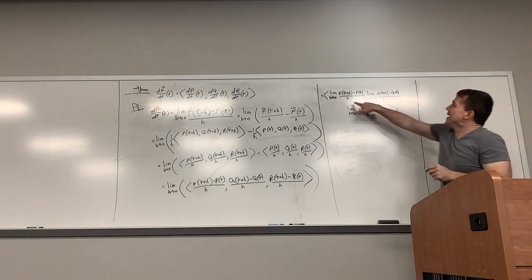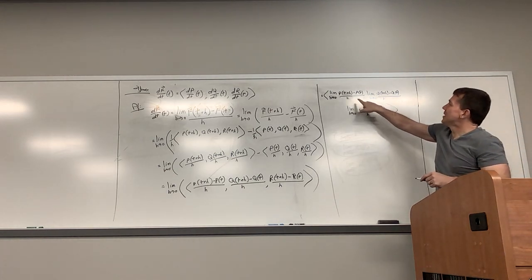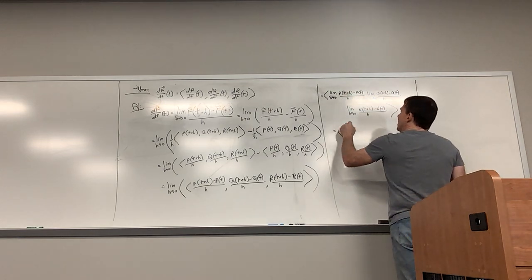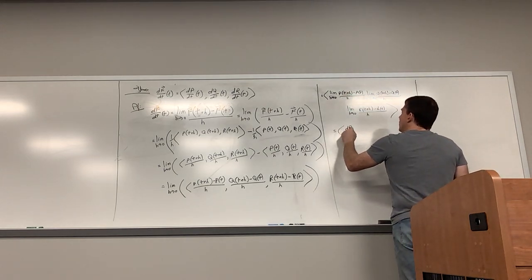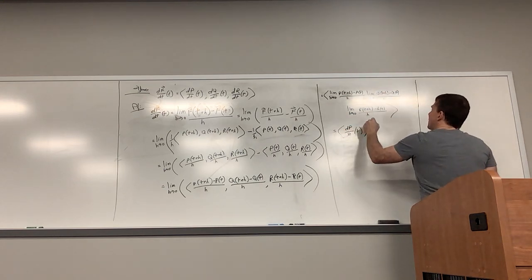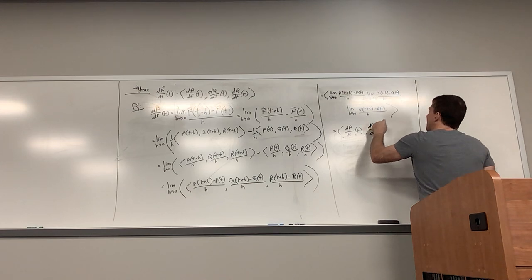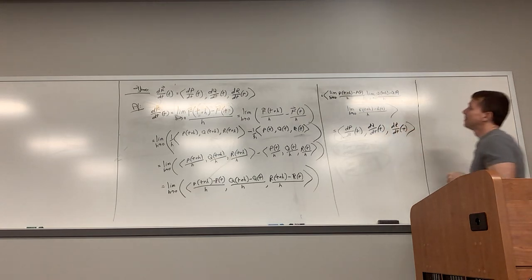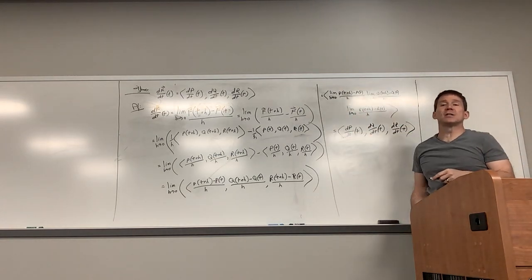But now these are single variable functions. The limit as h approaches 0 of that is by definition the derivative of p with respect to t. That limit is a derivative of q with respect to t. That limit is a derivative of r with respect to t. Which is exactly what we wanted to show.